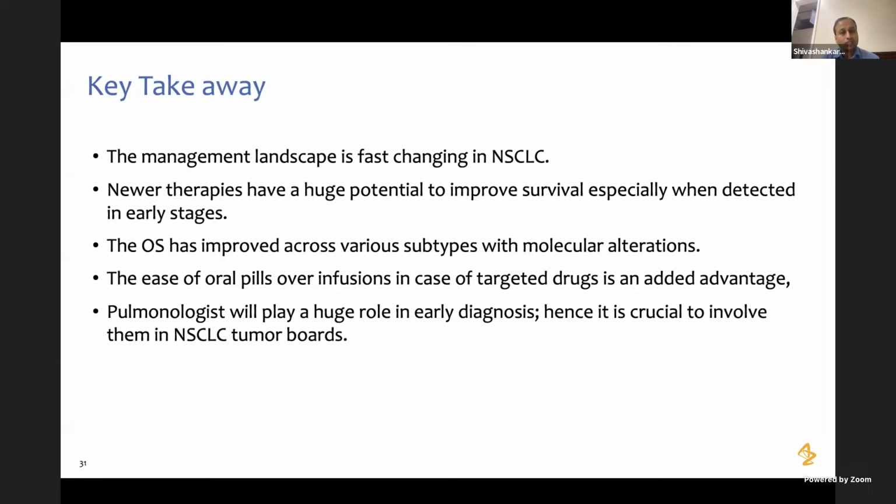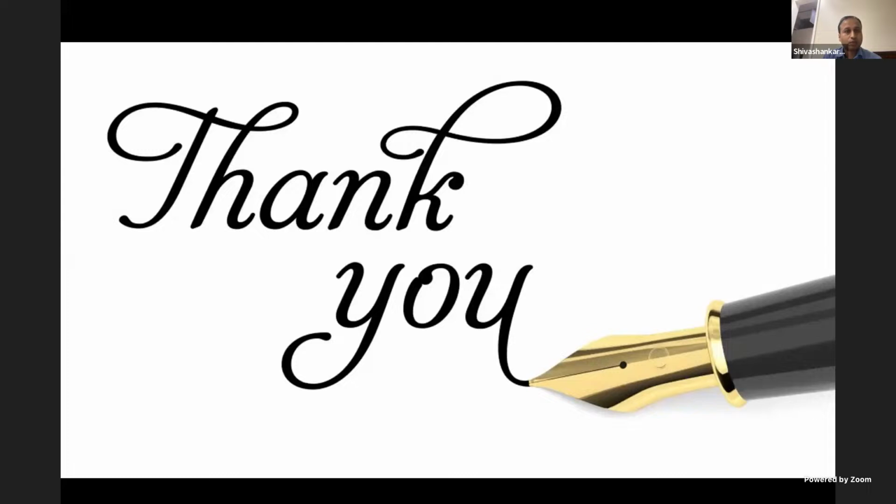The ease of oral pills over infusion has also substantially improved the accessibility to these drugs, and a pulmonologist will play a huge role in early diagnosis, since there is also a role of screening, which if picked up properly early may improve outcome further. So with this, I conclude my talk.